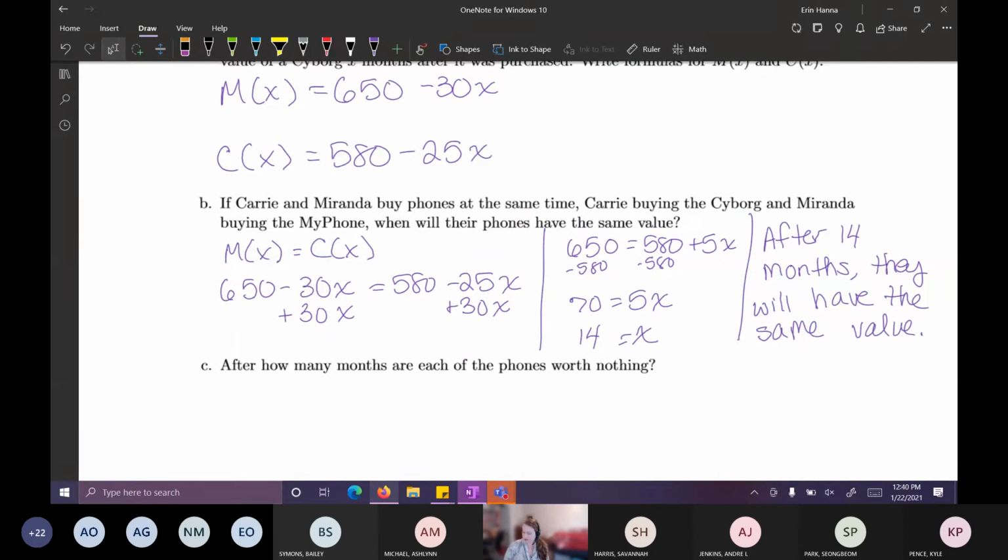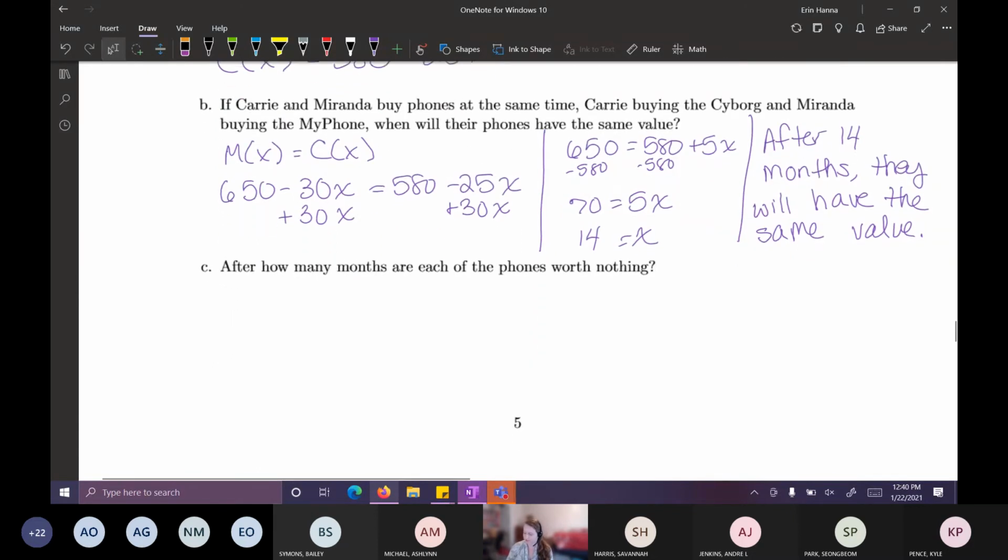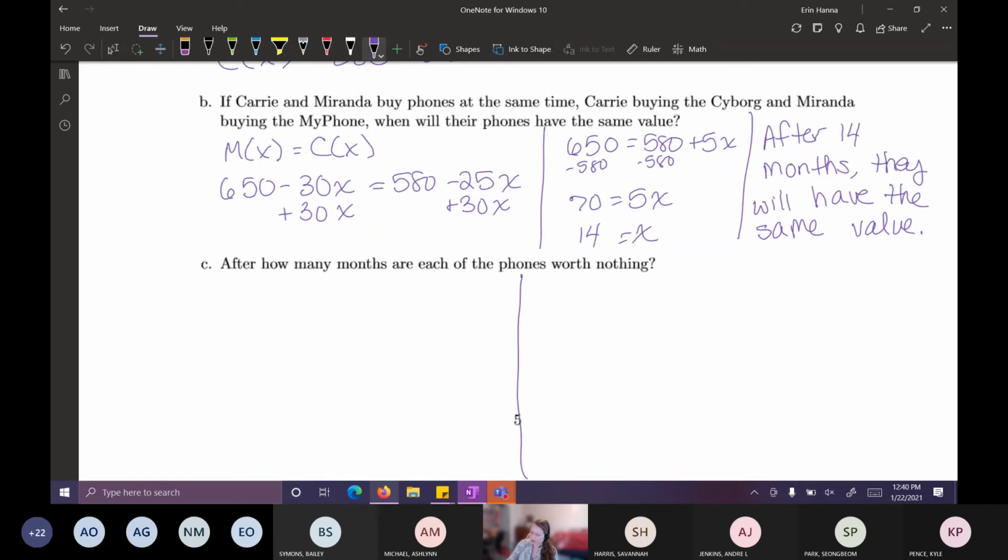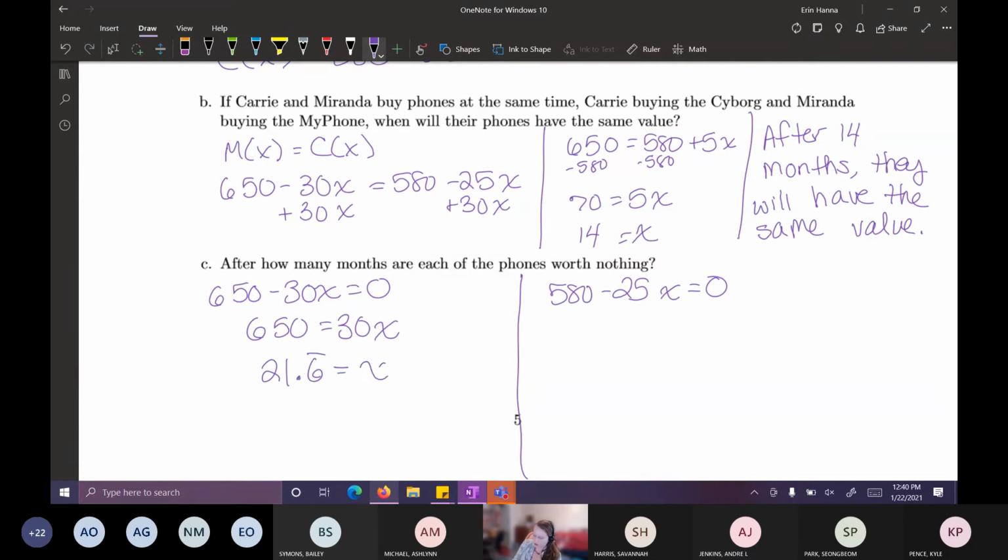And then for the last piece of this question, after how many months are each of the phones worth nothing? I'm going to split this up. So we essentially take both of those equations separately, set them equal to 0 because we want their value to now be nothing, so to be 0. So add the x valued thing over to the other side, divide by its coefficient. So 650 divided by 30 will give us 21.6 repeating. If you would like to, truncate that to 21.67, that's perfectly fine.